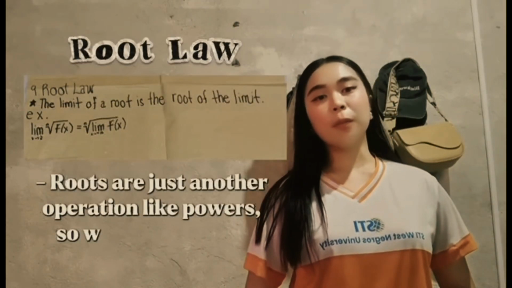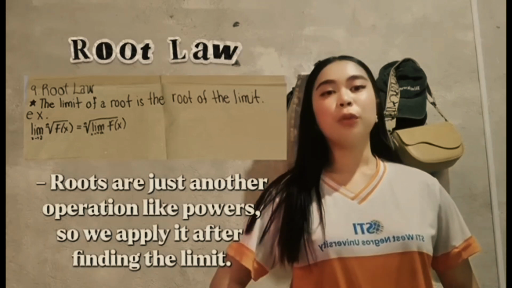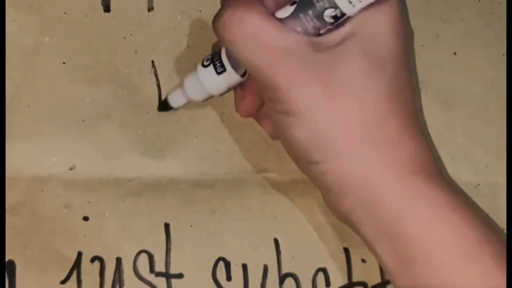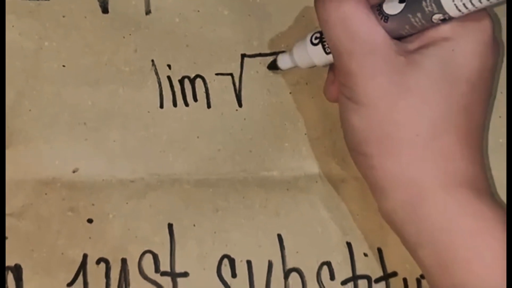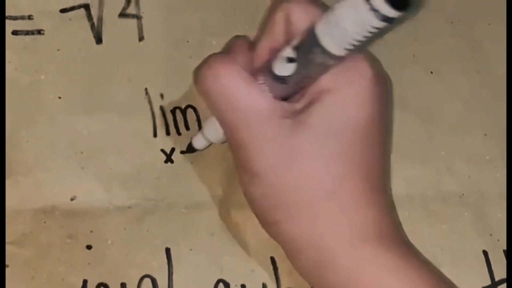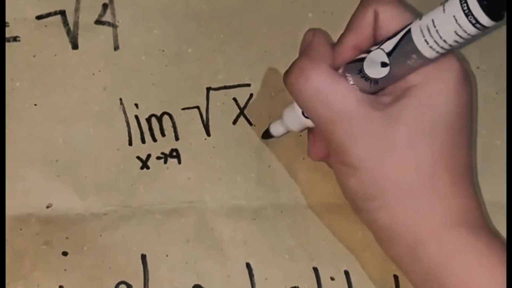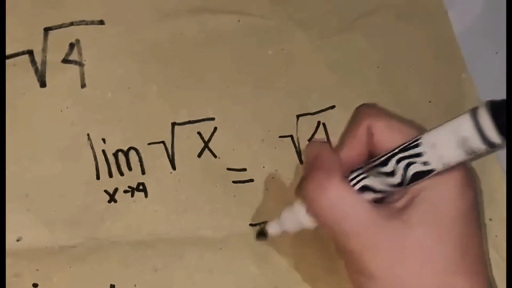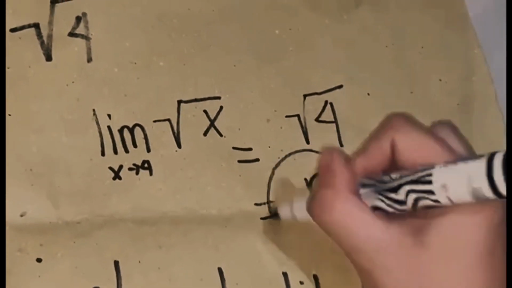Now let's have the root law. Roots are just another operation like power, so we apply it after finding the limits. Here let's have an example. The limit of square root of x as x approaches 4 equals the square root of 4. The square root of 4 is 2. Here's your answer. Root law is easy, right?